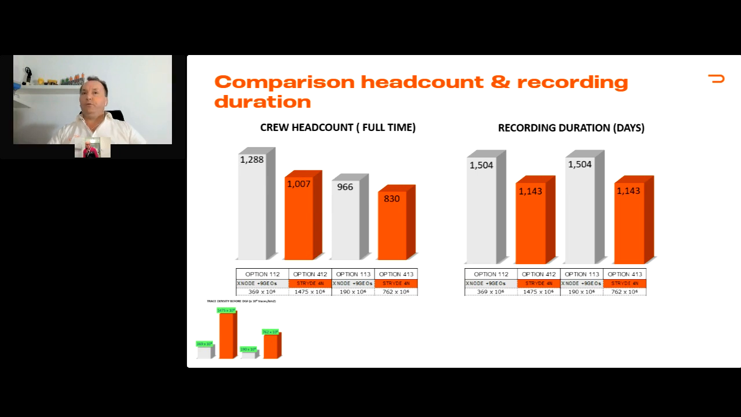And the recording duration is significantly reduced because you don't have any surface obstacle to deal with while doing a carpet shooting with your vibrator.